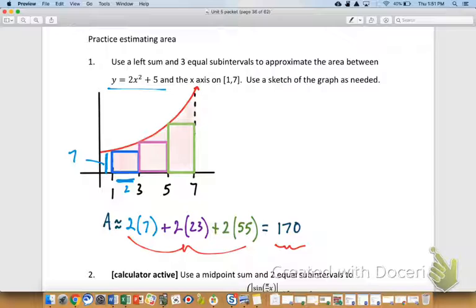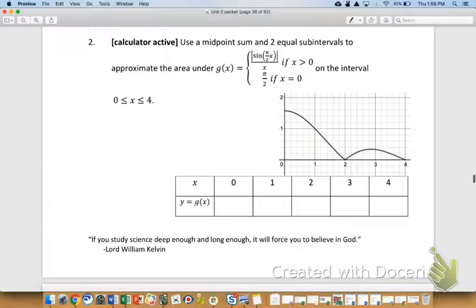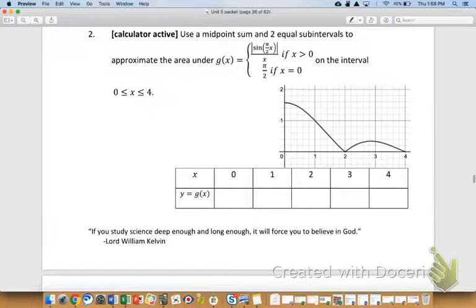Okay, so would you guys try number 2? This one's calculator active for sure. You can clearly see there's some complicated looking stuff in there. I drew you a graph for my more visual learners.